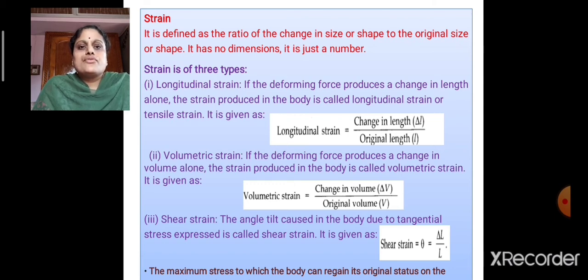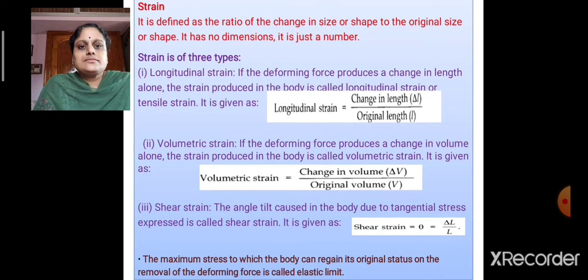The third type of strain is shear strain. The angle of tilt caused in the body due to tangential stress is called shear strain. It is given as shear strain theta equivalent to delta L by L. The maximum stress to which the body can regain its original status on the removal of the deforming force is called the elastic limit.